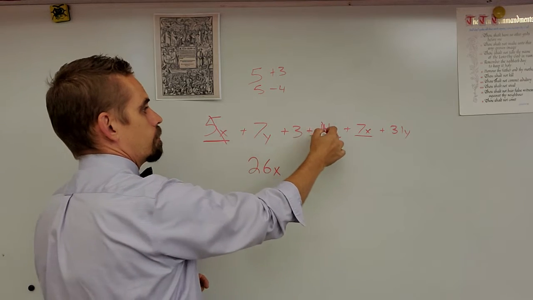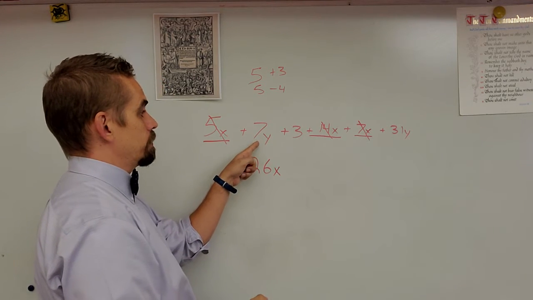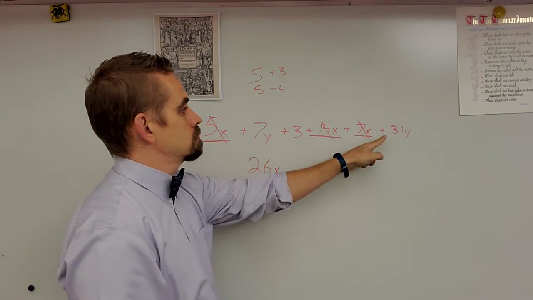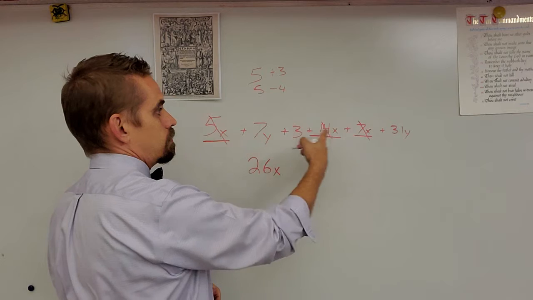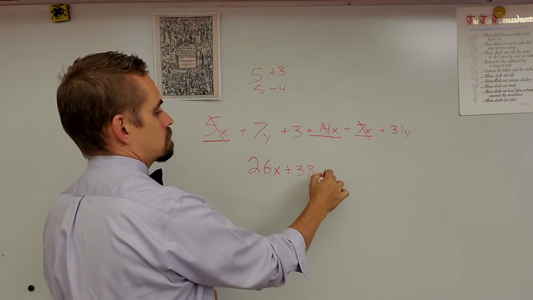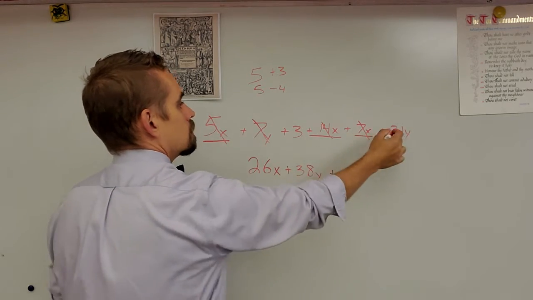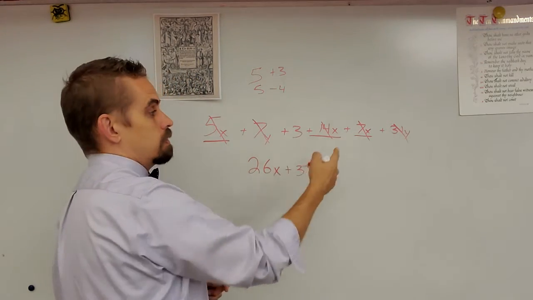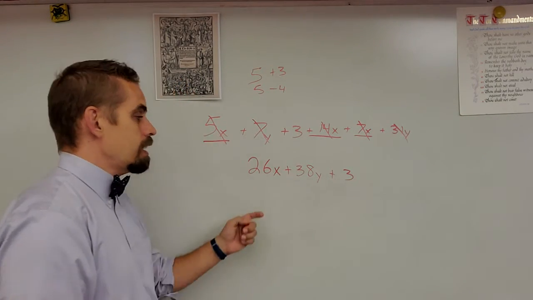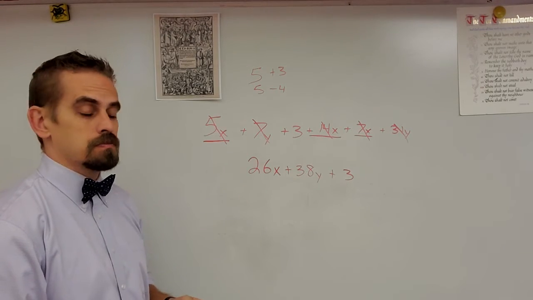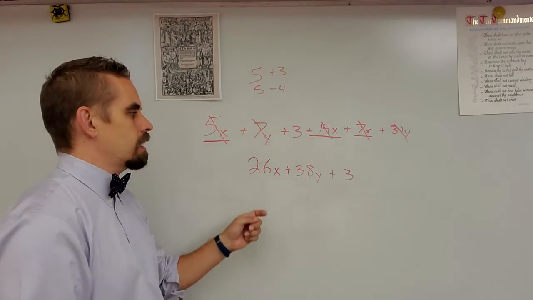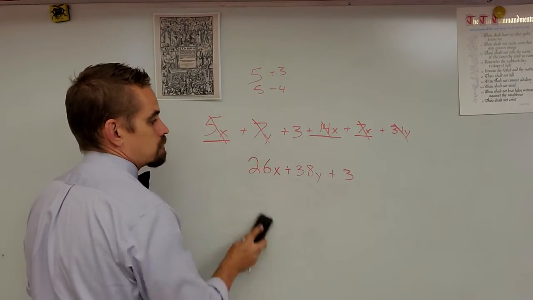I can get rid of those now. Now we get to a 7y. Are there any other things that end in y? Yes, 31y. So what's 7 plus 31? That's right, 38y. And then I have just a 3 left over. Can it be combined with anything? No, it can't. So now I have combined my like terms. And that's it. Sometimes, no, actually I won't get into that. But that's the basics of combining like terms.